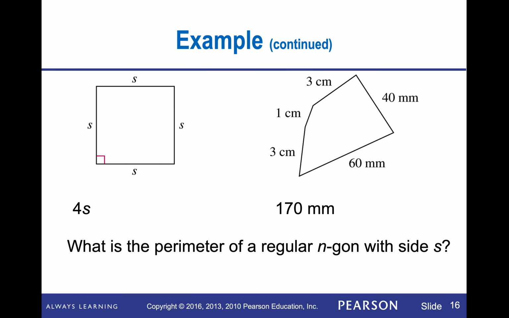So what you're noticing is, as I'm doing the perimeter of the variable, if all the sides are equal, then it's the number of sides times the value for each side. And remember, when we say a regular n-gon, regular figures have the same length for every side.